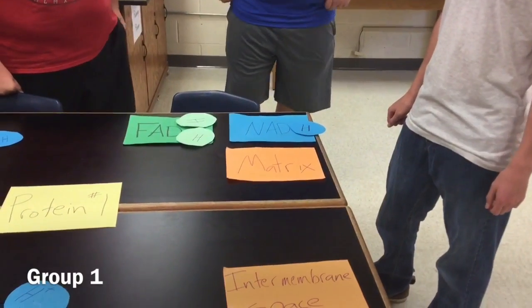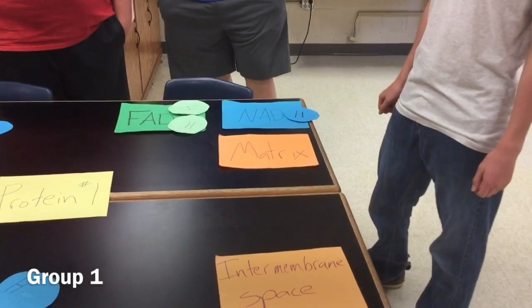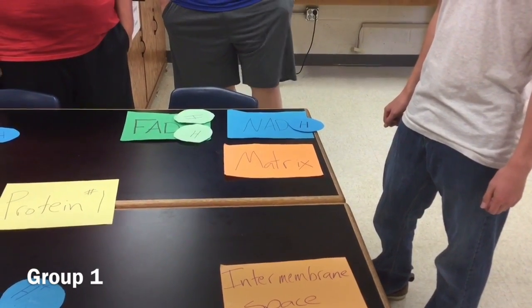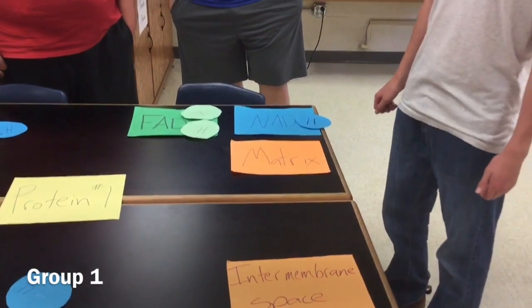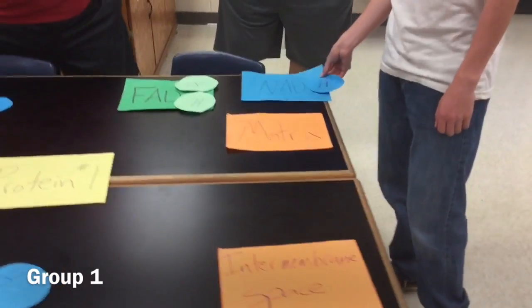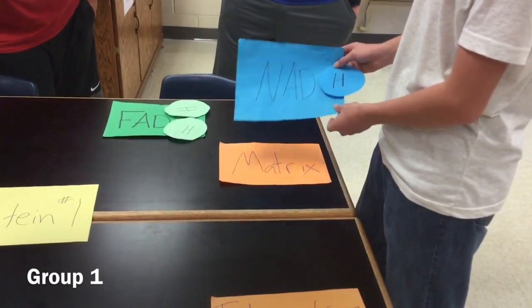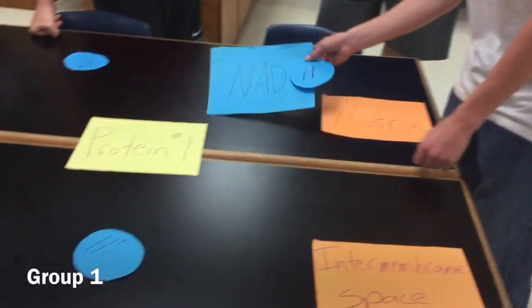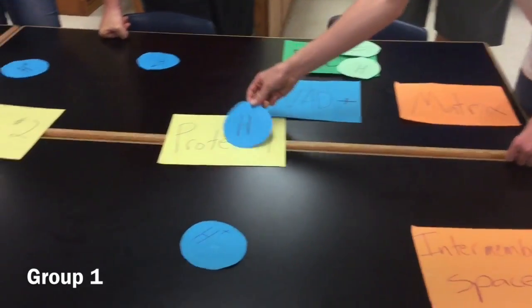This is the electron transport chain, the third step of the cellular respiration cycle. It's located in the mitochondria. This is NADH. It's an electron carrier, and it was created in the Krebs cycle. It's going to come from the matrix into protein 1, where it will drop off its hydrogen.